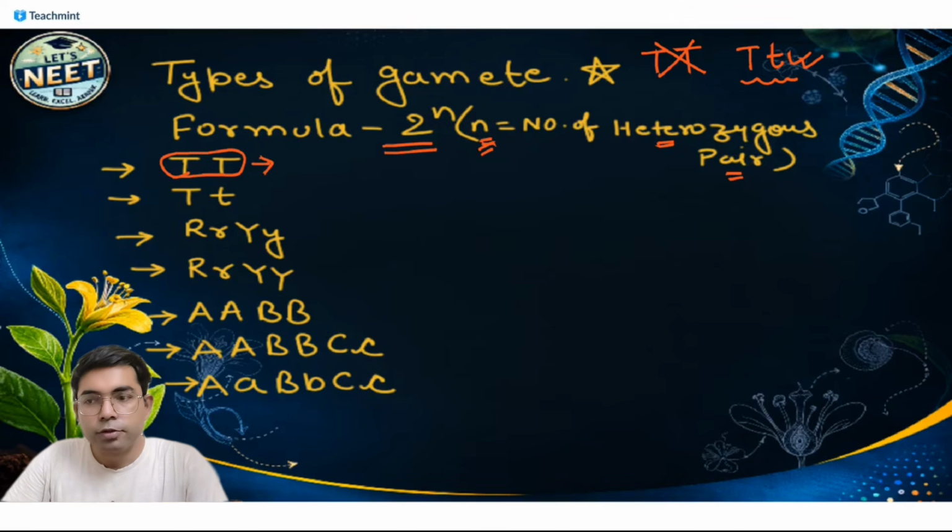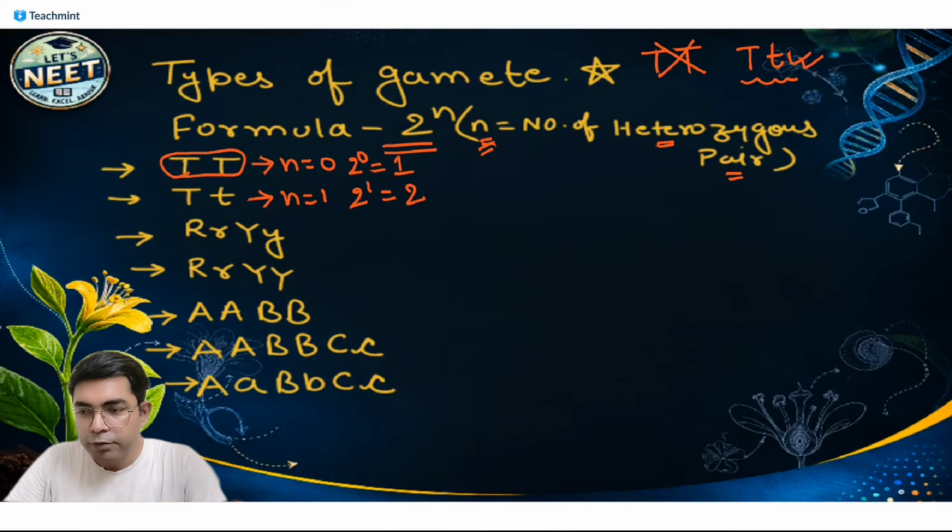Now in this case, if this is a genotype, what is the value of n? There is no heterozygous pair, so the n value is 0 here. So 2 to the power 0 is 1. So how many types of gamete here? 1. Now here, the number of heterozygous pairs is 1, so n is equal to 1. So 2 to the power 1 is 2. Then further here, if you see 1 heterozygous pair, 2 heterozygous pairs, so the value of n is equal to 2. So 2 to the power 2 is equal to 4.